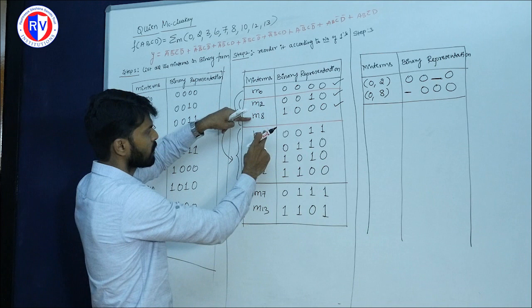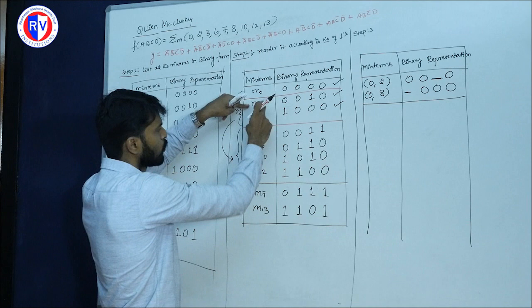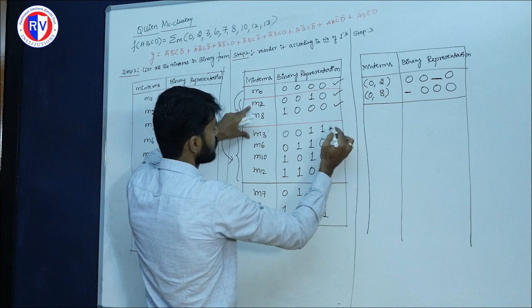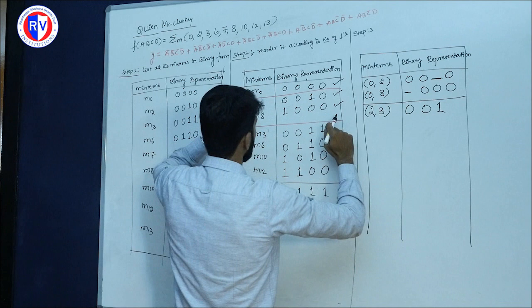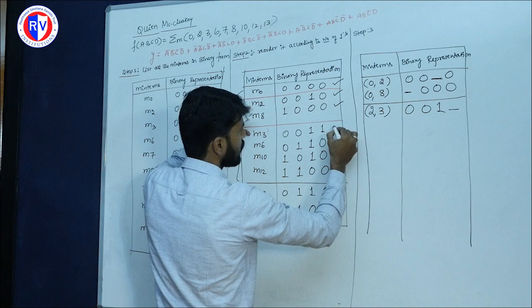First I will do the comparison with 2 and 3. So 2 and 3, is there 1 bit change? Yes, there is a 1 bit change. What I will do, 2 comma 3, and this become 0, 0, 1, and there is a change. I will put a dash mark. As soon as it entered to the next table, I need to put a tick mark.